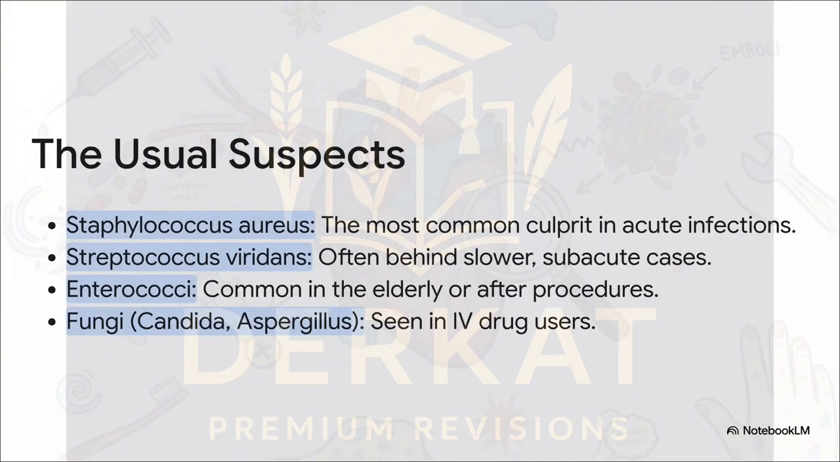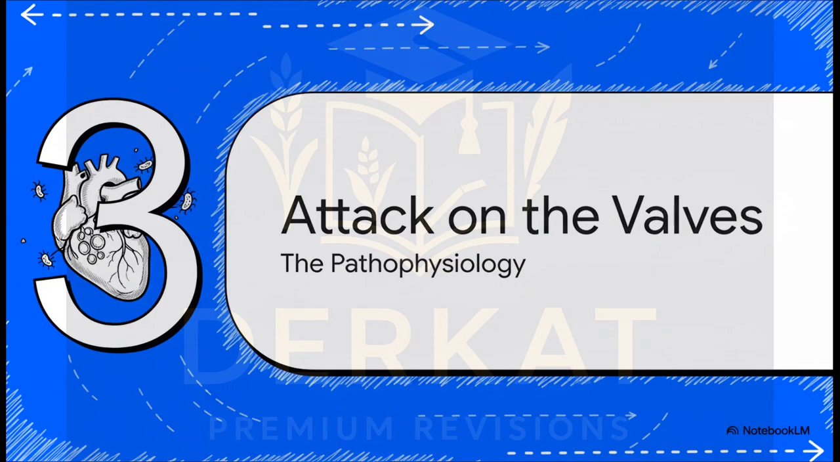And here they are, the invading army. You've got Staphylococcus aureus. Think of it as the aggressive frontline soldier. It causes really rapid, severe damage. Then there's Streptococcus viridans, which often comes from the mouth. It's a bit more subtle, causing a slower, smoldering kind of infection. The point is, different microbes have totally different styles of attack. Okay, so we have a vulnerable target, and we have our invading microbe. Now let's see exactly how that invasion plays out, right on the heart valves themselves.